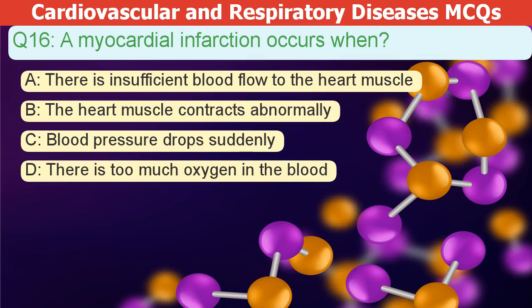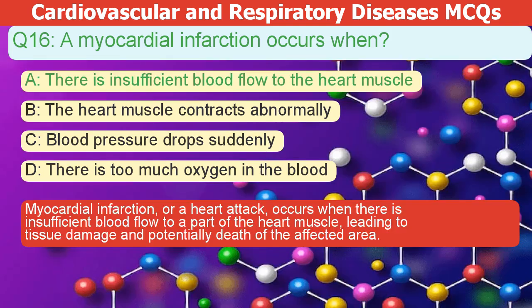A myocardial infarction occurs when A. There is insufficient blood flow to the heart muscle. B. The heart muscle contracts abnormally. C. Blood pressure drops suddenly. D. There is too much oxygen in the blood. The correct answer is A. Myocardial infarction, or a heart attack, occurs when there's insufficient blood flow to part of the heart muscle, leading to tissue damage and potentially death of the affected area.